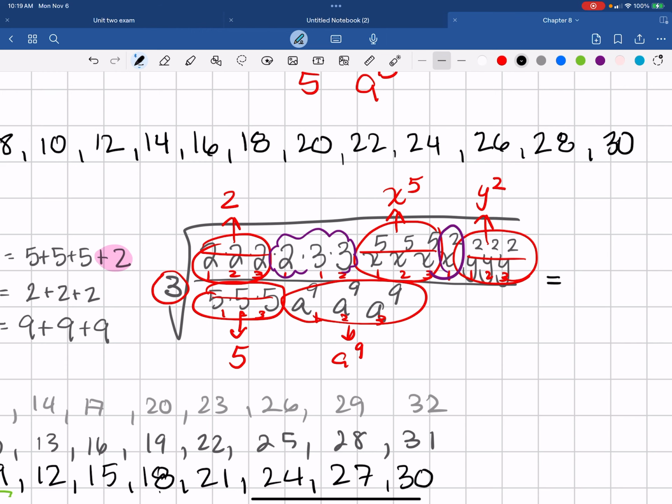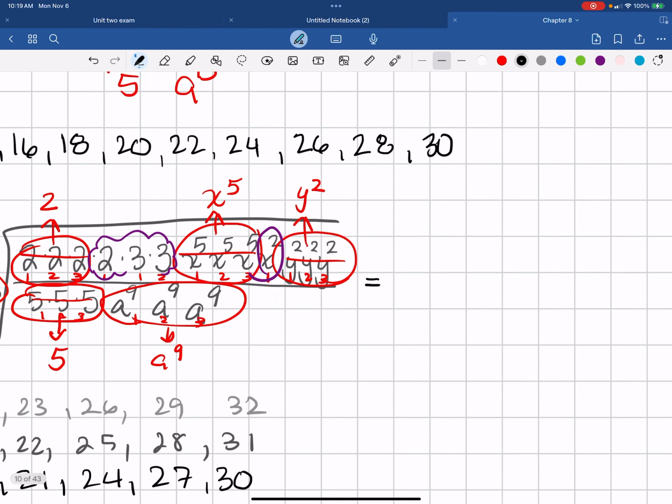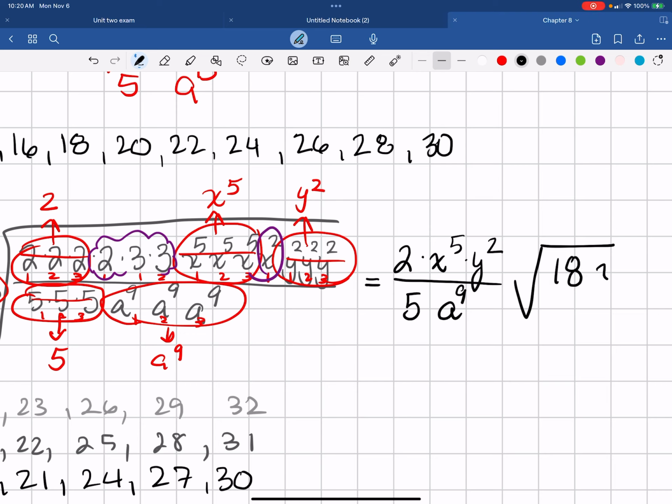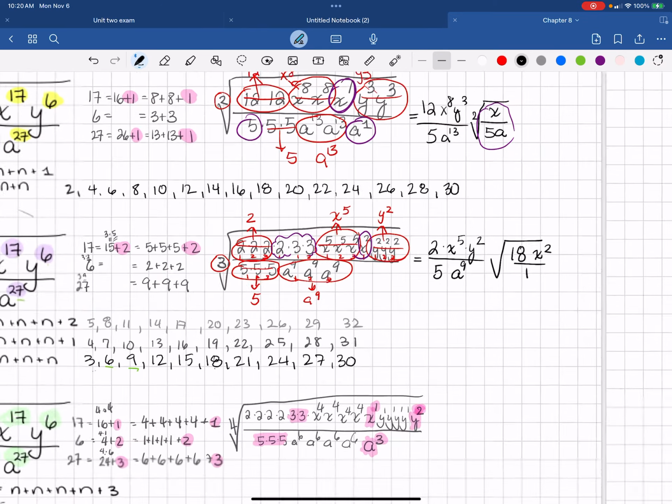So on the numerator, we have a 2x to the 5th y squared. In the denominator, we have a 5a to the 9th. And then inside, we have 2 times 3 times 3, which is 18, x squared over 1. You don't need the over 1, but technically it's there.